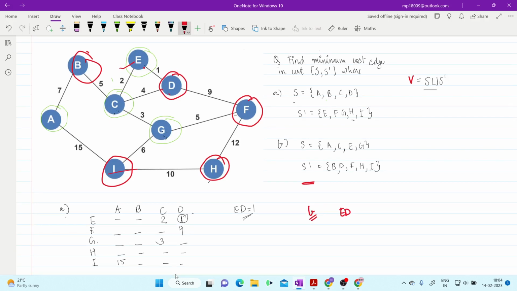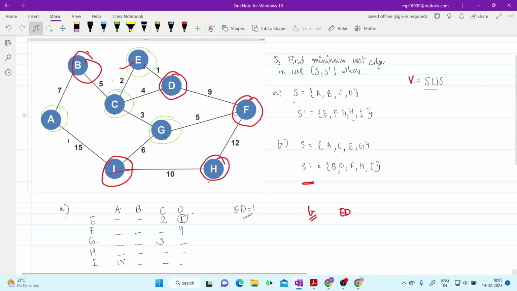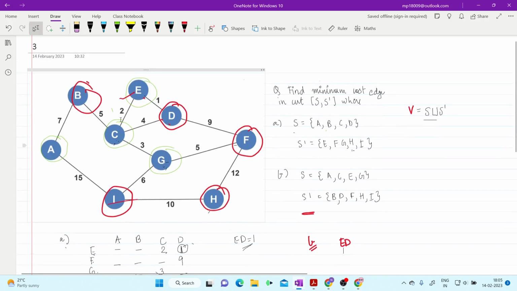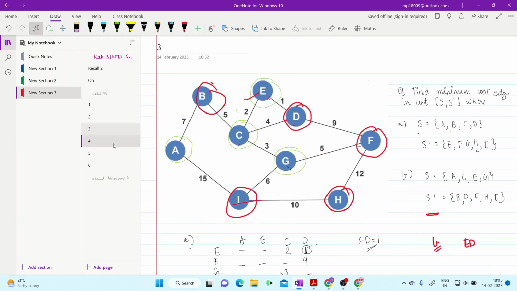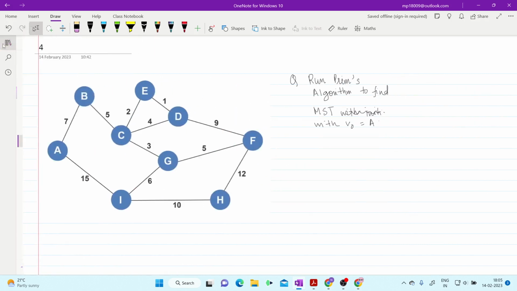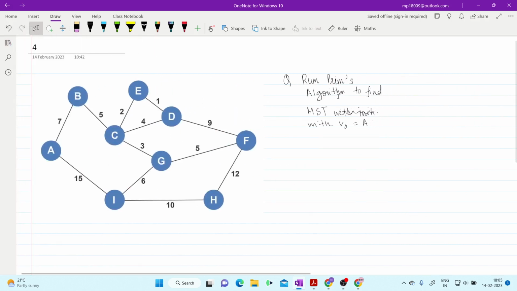But in this particular case the cut edge is coming out to be the same. This is not the case in general, that whatever cut you take you always end up with the same answer. Only in this case you are getting it. Okay. So now we understand what the minimum cost edge is. Let's run Prim's algorithm to find the minimum spanning tree.